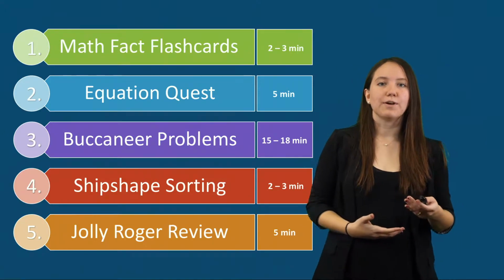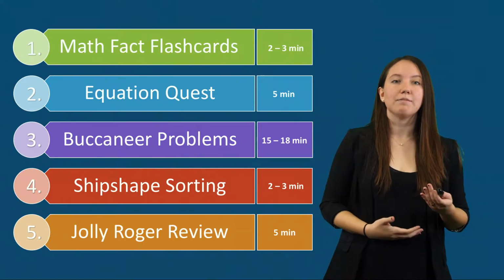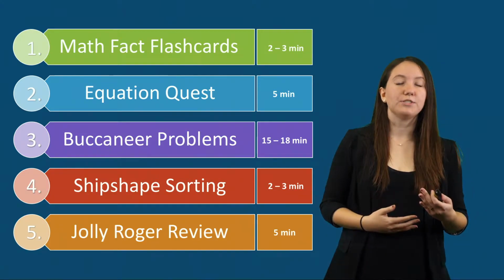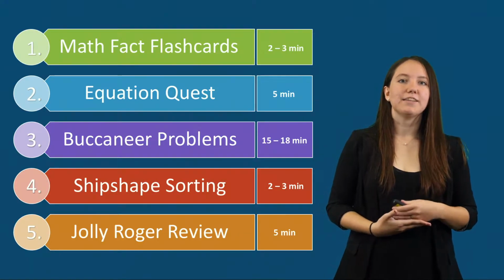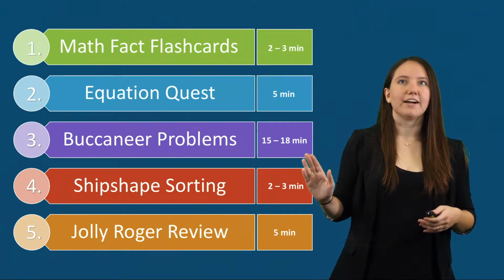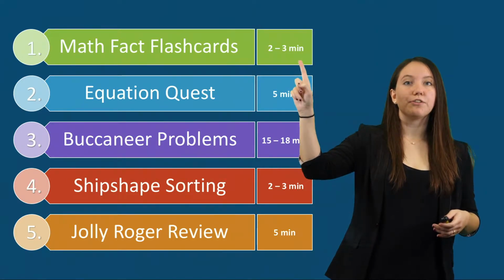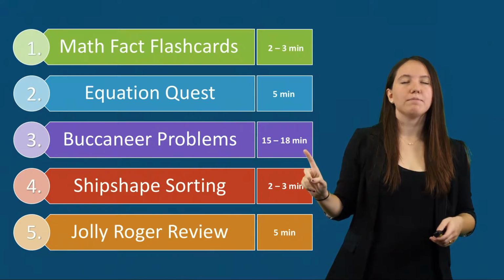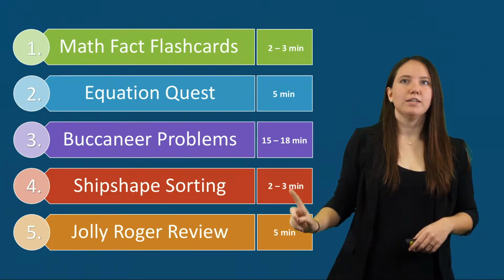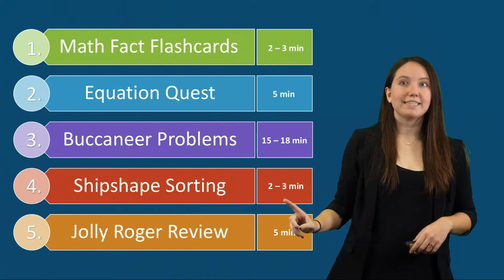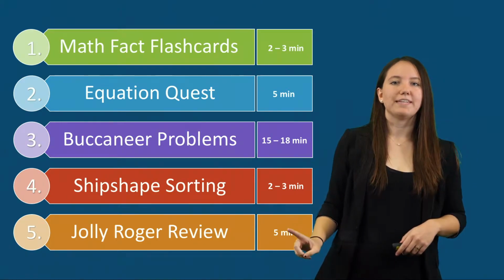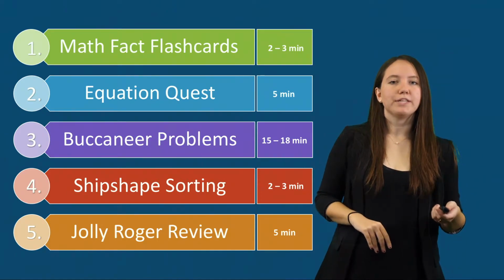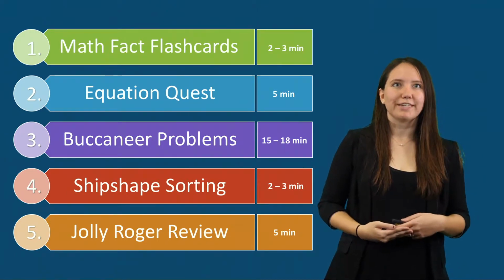So the Pirate Math Equation Quest small group intervention is implemented 3 times per week for 13 weeks, and each lesson lasts roughly 30 to 35 minutes. Each lesson in the group intervention has 5 components as seen here: MathLike Flashcards, which is a 2 to 3 minute component; Equation Quest, which is a 5-minute activity; Buccaneer Problems, which is a 15 to 18-minute activity; Shipshape Sorting, which is a 2 to 3-minute activity; and the Jolly Roger Review, which is a 5-minute activity. I'll review each of these components on the following slides, but for more information about each of these activities, you can watch our other videos.